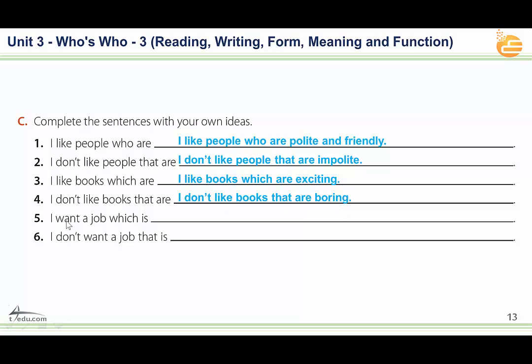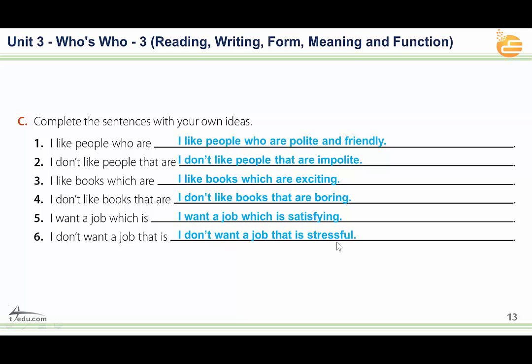Yeah, exactly. Okay. Number five, I want a job which is. Which is what? Satisfying, for example. Which is safe, for example. Which has, for example, a high salary, okay? I don't want a job that is. That is what? What do you think? That is stressful. I don't like the job that is stressful.